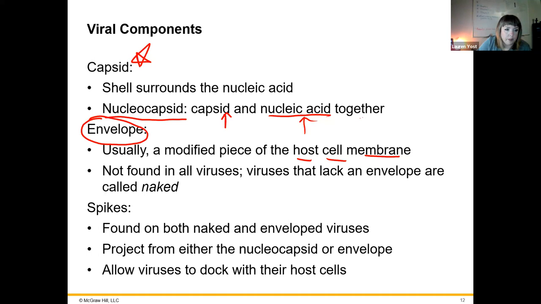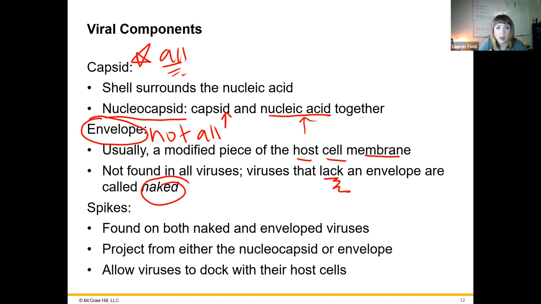Right. Envelope, not all viruses have it. Okay, that's important. All of them have a capsid. All have a genome. So they all have to have that, so they all have a nucleocapsid. But the envelope, not all of them have that. If they have that host membrane wrapped around them, that's the envelope. That's a special membrane wrapped around them. If they lack it, they are called naked. Many viruses don't have an envelope, so they are naked viruses.